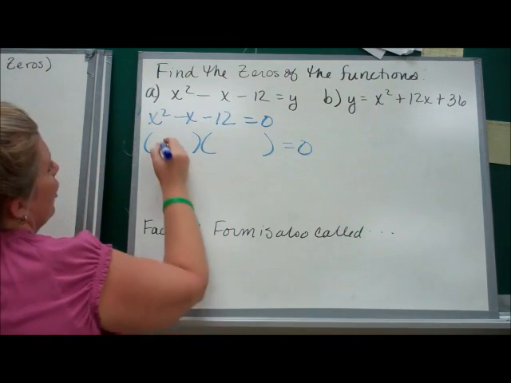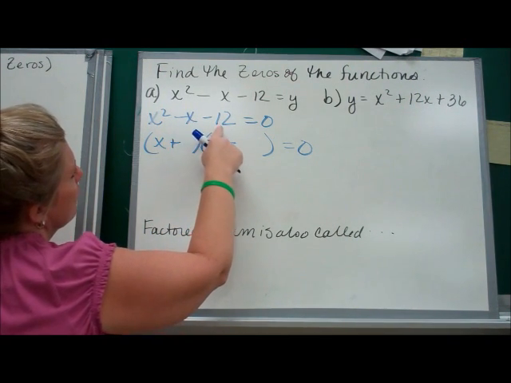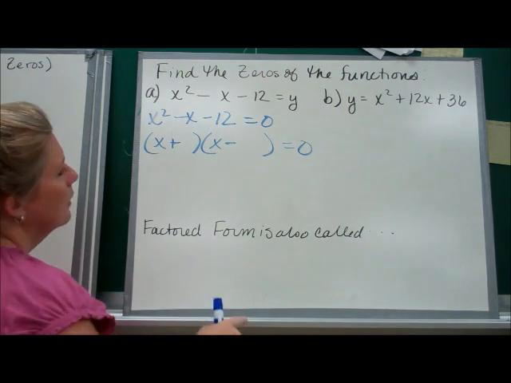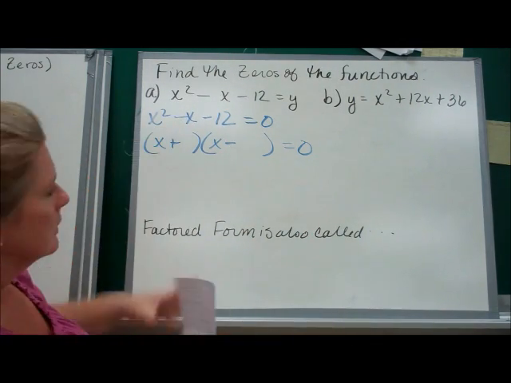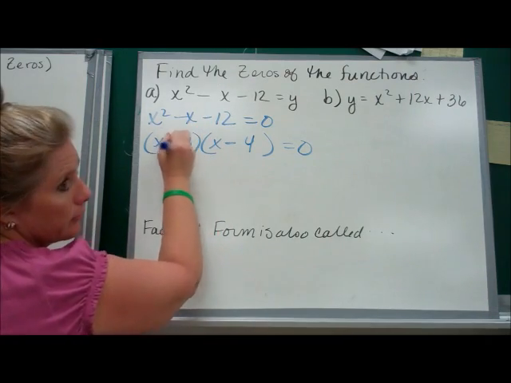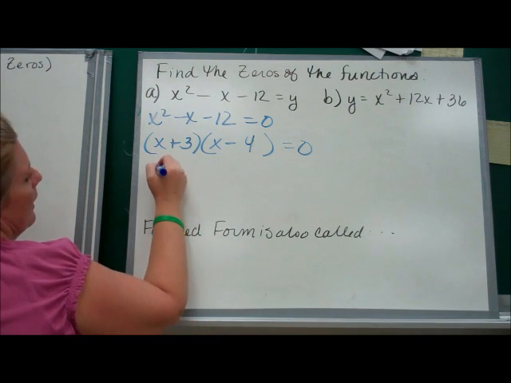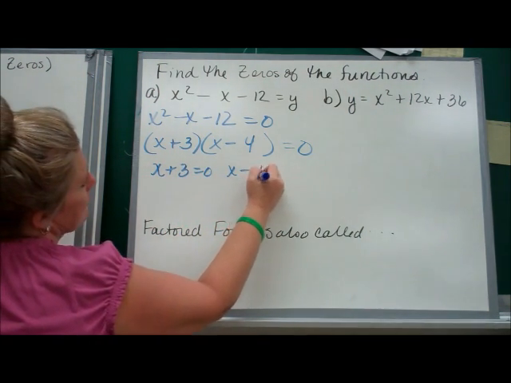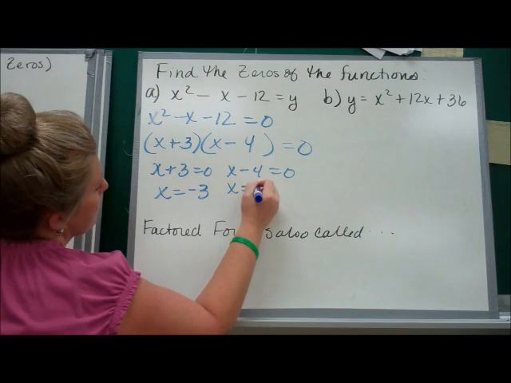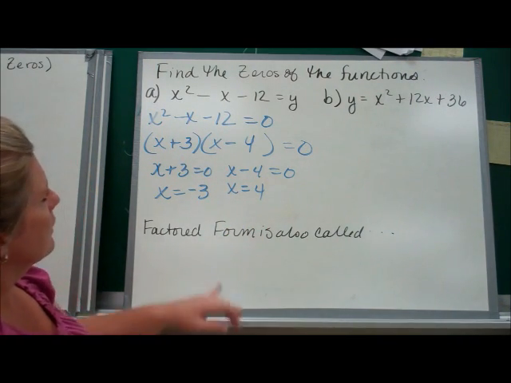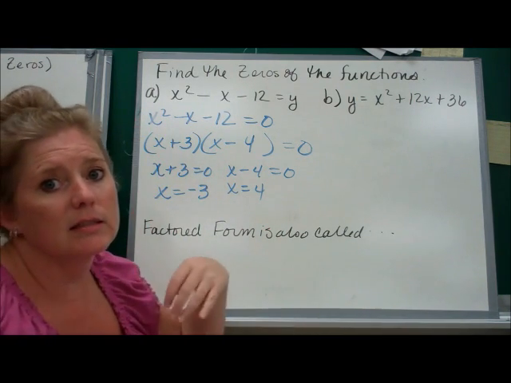Now I hope by now you can probably do this. So this is going to be x plus something, x minus something. What are the factors of 12 that'll subtract to 1? Well, 4 and 3. 4 is greater than 3, so 4 is going to get the minus. So the 4 is going to go here, the 3 is going to go here. Check it. Negative 4 plus 3, negative 1. X plus 3 equals 0, x minus 4 equals 0. So x equals negative 3 and x equals 4. Those are the zeros of the function. That means if I plug these into this function, the answer is 0.